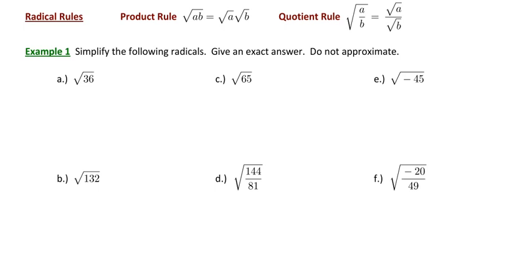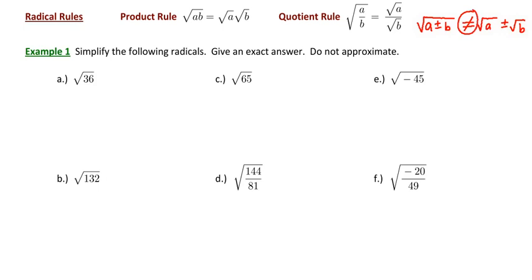Just be careful if you have the square root of the sum or difference of two numbers. In that case, you cannot distribute the radical. This is not equal to the square root of a plus or minus the square root of b. Make sure you see that's not equals. Be careful about that mistake.